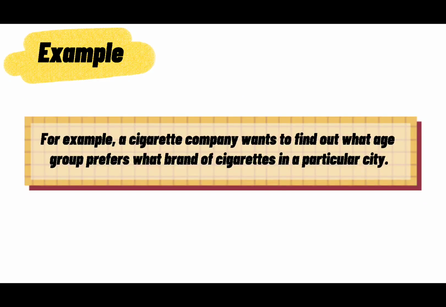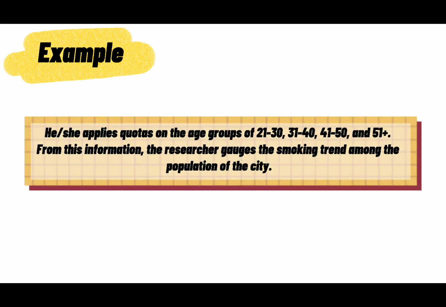Example. For example, a cigarette company wants to find out what age group prefers what brand of cigarettes in a particular city. He or she applies quotas on the age groups of 21-30, 31-40, 41-50, and 51+. From this information, the researcher gauges the smoking trend among the population of the city.